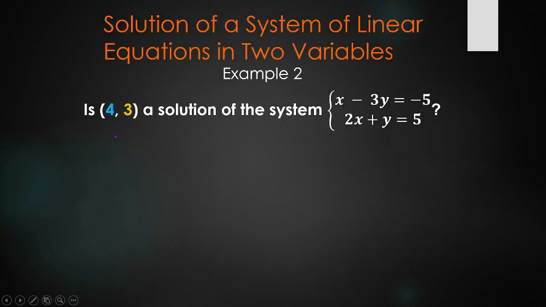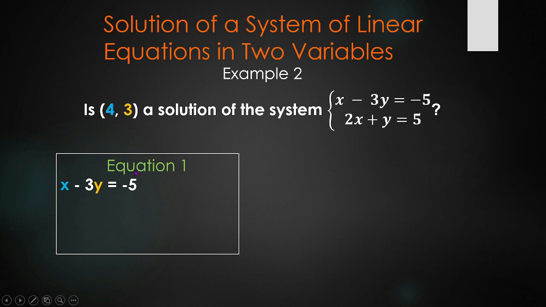Let us have another example. Is (4, 3) a solution of the system x minus 3y equals negative 5, 2x plus y equals 5? So again, our first equation is x minus 3y equals negative 5. We are going to substitute 4 to x and 3 to y. So we now have 4 minus 3 times 3 equals negative 5. Let us multiply first. Negative 3 times 3, the answer is negative 9. So we have 4 minus 9 equals negative 5. What is 4 minus 9? The answer is negative 5. Now, is negative 5 equal to negative 5? Yes. So therefore, the statement is true.